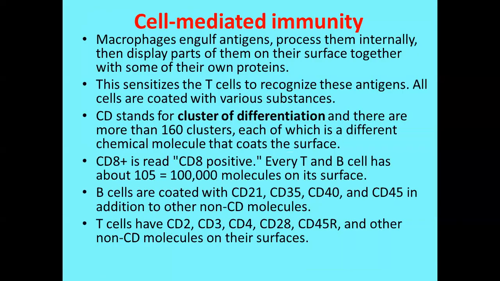The next one is cell-mediated immunity. Macrophages engulf the antigen and process it internally, then display parts of it on their surface together with some of their own protein. What is that own protein? It is called cluster of differentiation, or CD, and I'll explain it to you. This sensitizes the T cell to recognize these antigens. Initially, when the pathogen doesn't contain any antigenic site, our body cells are not able to recognize or treat it.